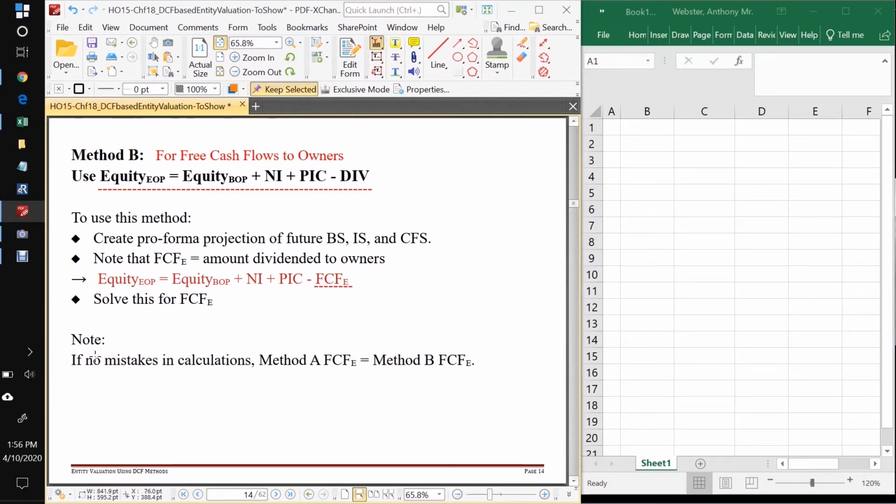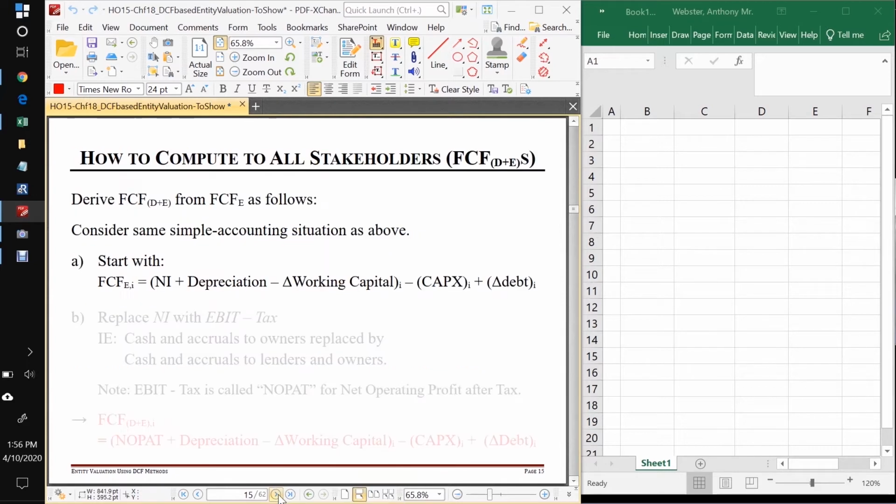Also, very important to note, if we haven't made any mistakes along the way, numerically what we get out of method A will be exactly equal to what we get out of method B. Why? Because in both cases, remember, we do have to project forward our financial statements. So we're really using the same information. We're just using it in different ways in method A and method B.